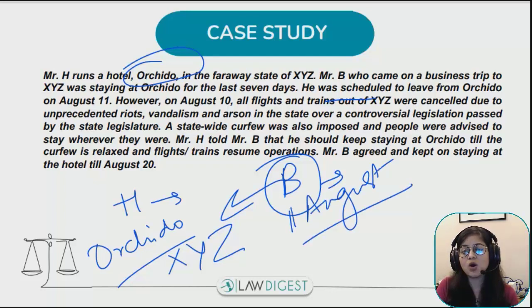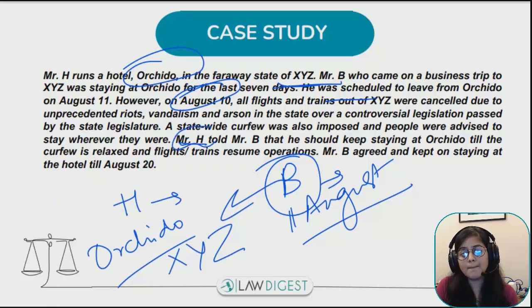What happens is on 10th of August, all the flights and the trains out of this place XYZ get cancelled because some laws are being implemented in that city, which is why people are protesting. There are unprecedented riots and there's a curfew situation that has come up. The state has announced curfew and people were advised to stay wherever they are.